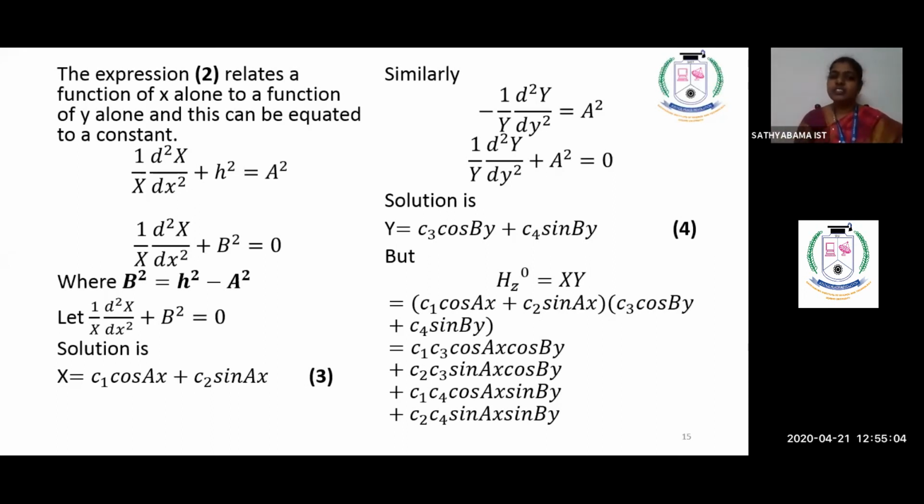Now the two equations look like a second order differential equation with a varying parameter x separately with a constant b, and y separately with a constant a. So the two solutions I have written here. X is c1 cos ax plus c2 sin ax, and Y is equal to c3 cos by plus c4 sin by. When you start writing, you will understand why we have written this. So this X and Y, I have to substitute in the magnitude part. We said magnitude Hz naught is equal to XY. In that, you have to substitute the X solution and the Y solution.